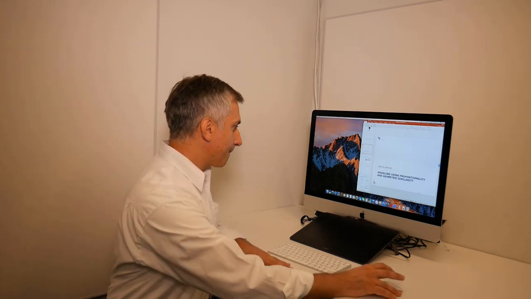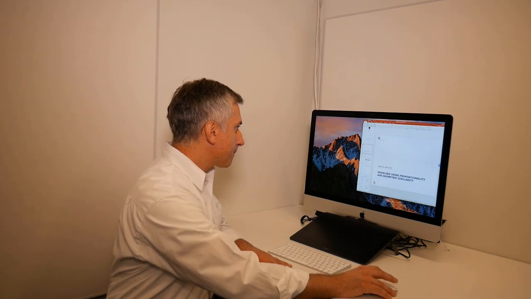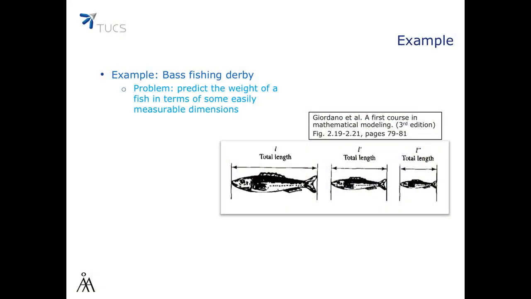In this lecture, we will discuss modeling using proportionality and geometric similarity. This is one of the most elementary and most intuitive ways to build a mathematical model for real-life problems. The typical case where this kind of modeling can be useful is that where we need to predict something about a complex object while having access only to a simple to measure dimension of that object.